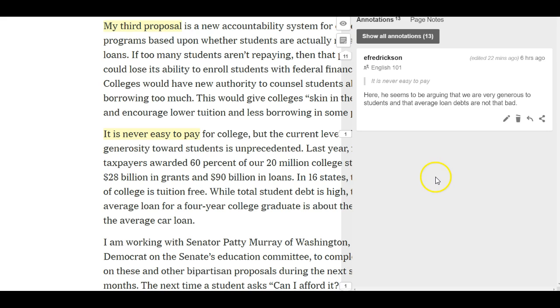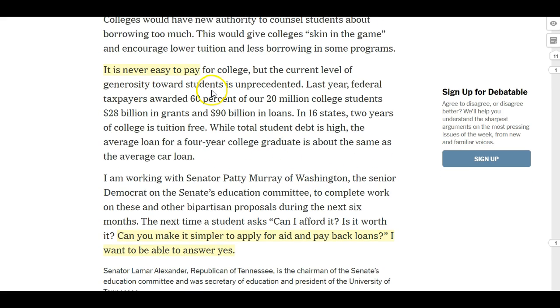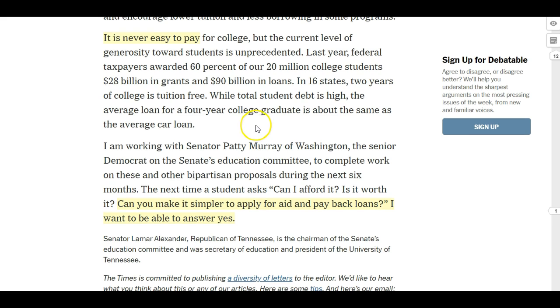Okay, so what's he doing in this paragraph? It's never easy to pay for college. Here he seems to be arguing that we are generous to students and that average loan debts are not that bad. That's kind of interesting because he said sort of the opposite up above. The current level of generosity towards students is unprecedented. While student debt is high, the average loan for a 4-year college graduate is about the same as the average car loan. So that's kind of interesting. So I'm not quite sure who he's talking to here or what point he's trying to make other than there are things we can do. The problem is there, but it's maybe not as bad as we think.